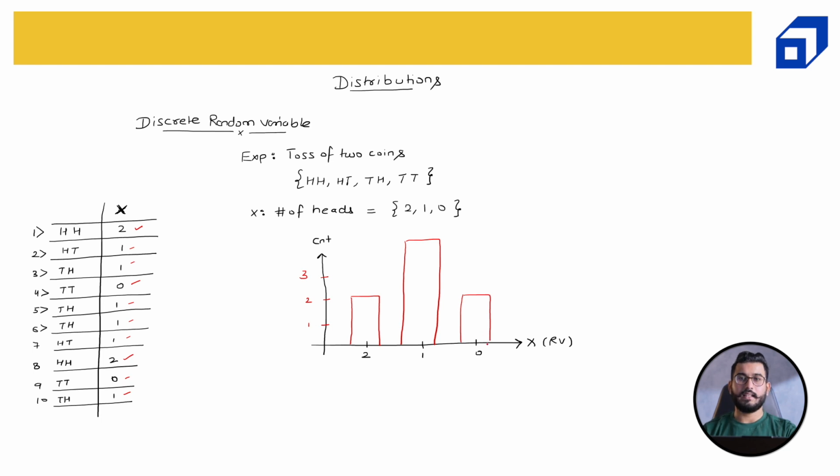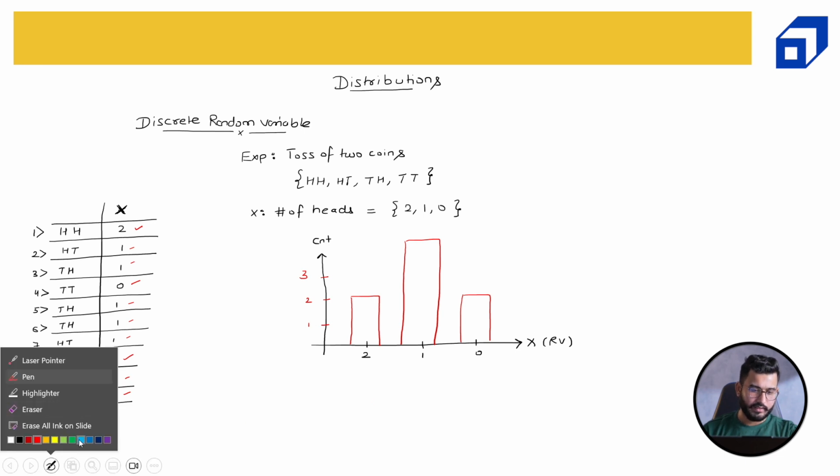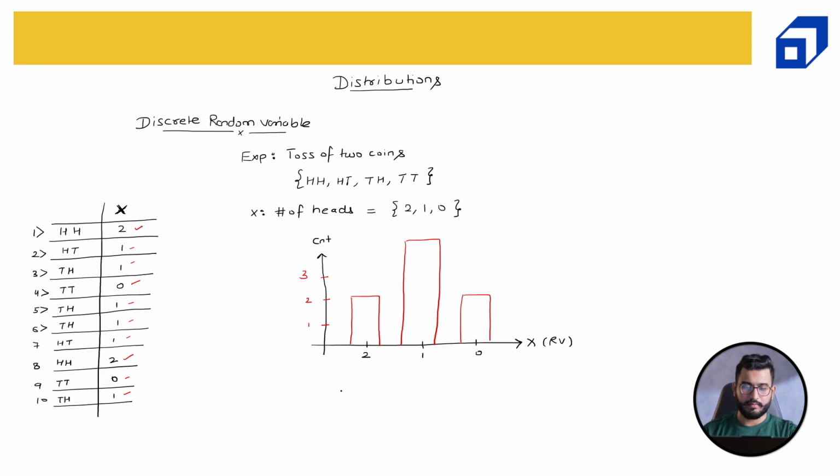This is known as the distribution of a discrete random variable, and we have a very good name for this distribution, known as the PMF. This is known as the probability mass function. This is the probability mass function.